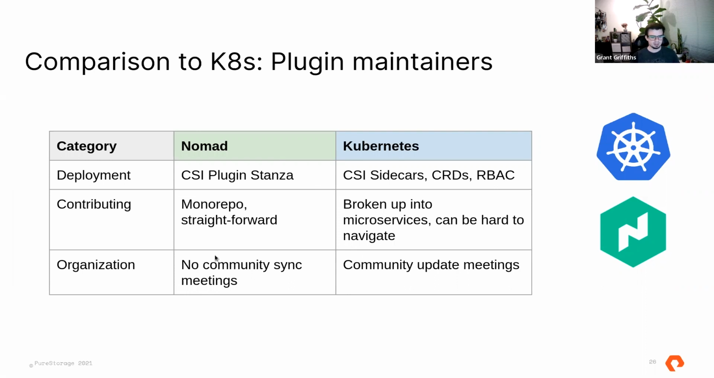Lastly, I noticed with Kubernetes, there are community update meetings. You can attend to see what's going on in that space. They're broken up into SIGs, special interest groups, and so SIG Storage in Kubernetes is the group that handles CSI for Kubernetes. And Nomad, from what I saw, didn't have the kind of community sync meetings that Kubernetes had. So just a little difference.